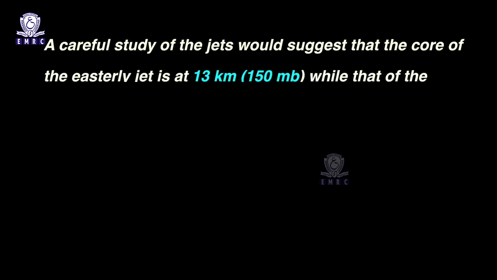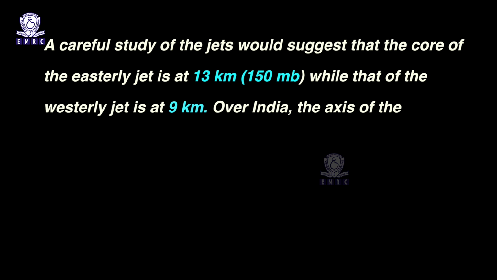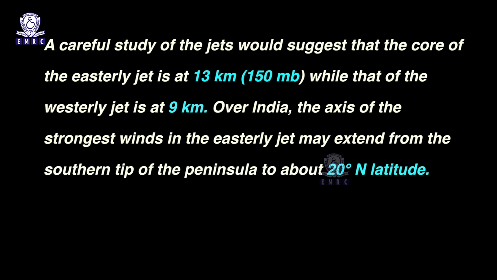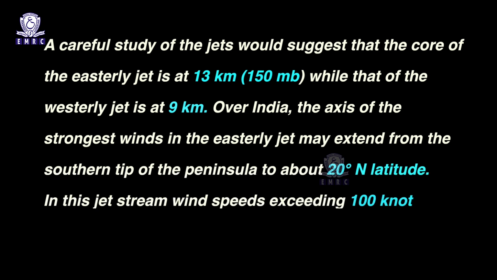A careful study of the jets would suggest that the core of the easterly jet is at 13 kilometers while that of the westerly jet is at 9 kilometers. Over India, the axis of the strongest winds in the easterly jet may extend from the southern tip of the peninsula to about 20-degree north latitude. In this jet stream, wind speeds exceeding 100 knots may be recorded.